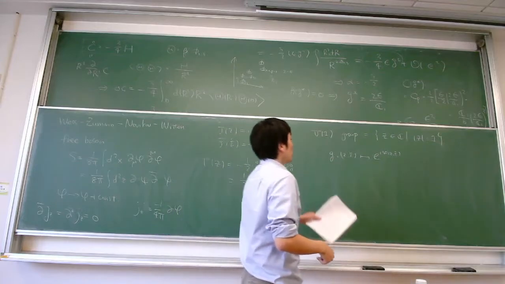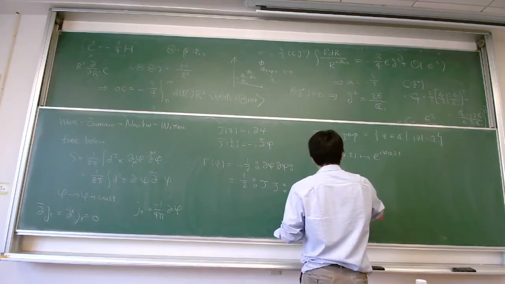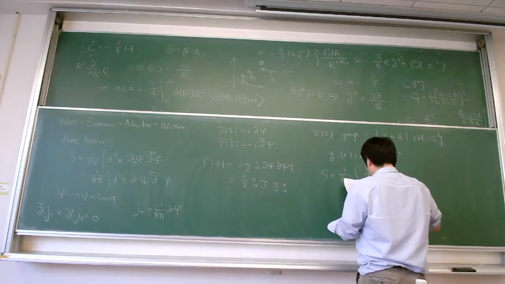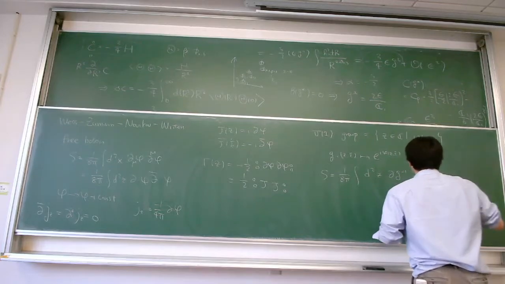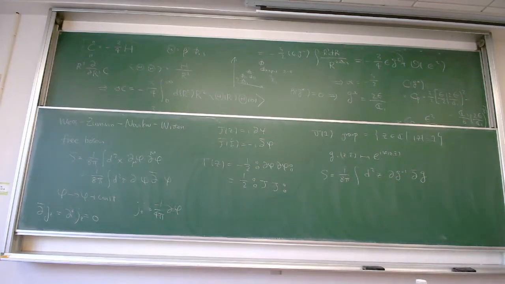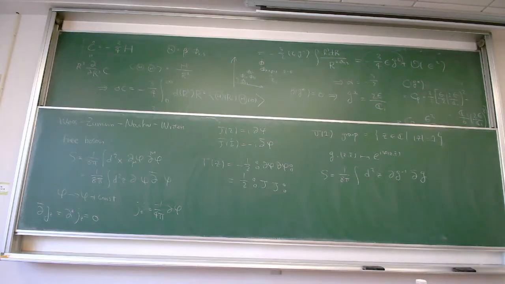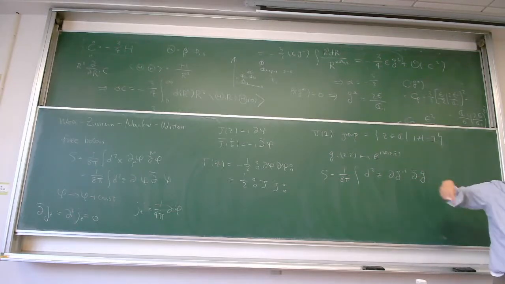If you introduce this notation, this action can be written as 1/8 pi times the integral d square z of g inverse, and so on. So you can write it down like this. That's easy, you can easily see that. So this is the right way to formulate the action of free bosons. Here g takes values in the U(1) gauge group.